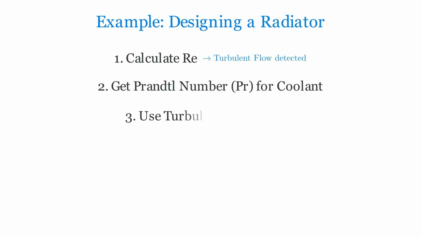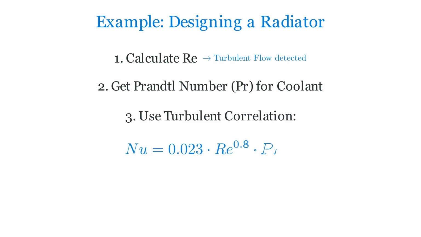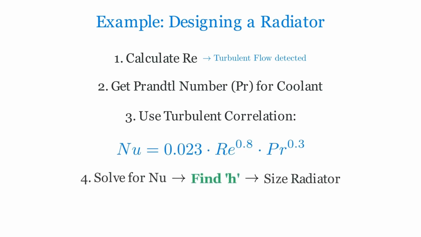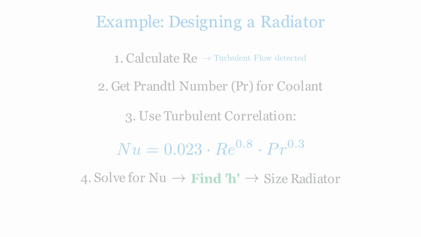Design your system. Example scenario: you're designing a radiator. Calculate Reynolds number. Check if flow is turbulent, usually yes. Know the Prandtl number for your coolant. Use turbulent flow correlation. Nusselt equals 0.023 Rayleigh to the 0.8, Prandtl to the 0.3. Calculate Nusselt, then find H. Now you can size your radiator.